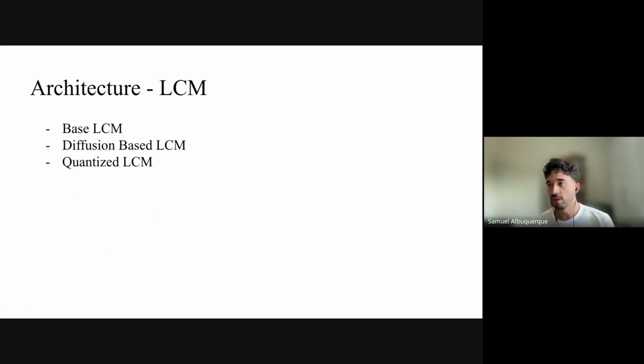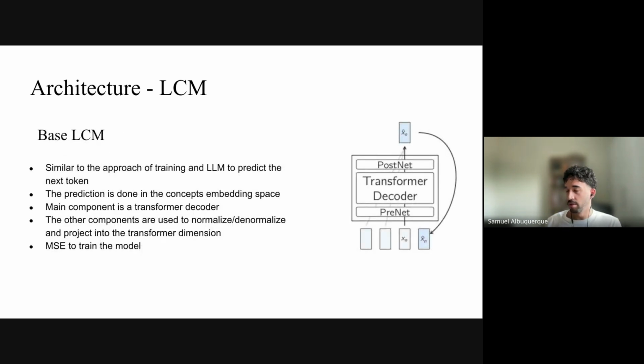Now, going to the actual large concept model, they propose three different architectures, three different implementations for the concept model. One they call base LCM, the other diffusion-based LCM, and the third one a quantized LCM. The base LCM is very similar to an LLM that predicts the next token, but instead of tokens, they use the concept embeddings. So the prediction is done in the concept embedding space.